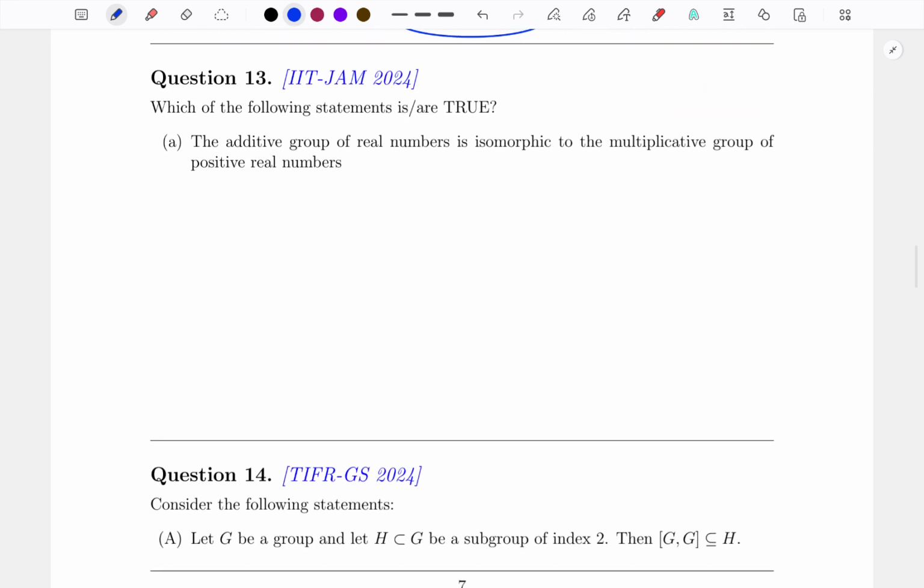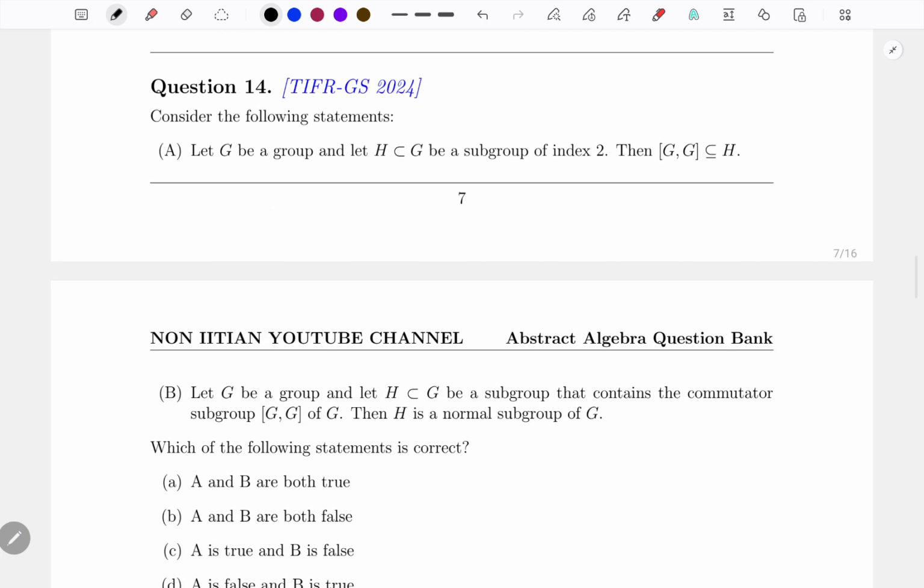Let us move on to the next question. Which of the following statements are true? The additive group of, okay, so this is probably a misprint. There is no complete question, so we'll verify this later. Let us move on to the next question.